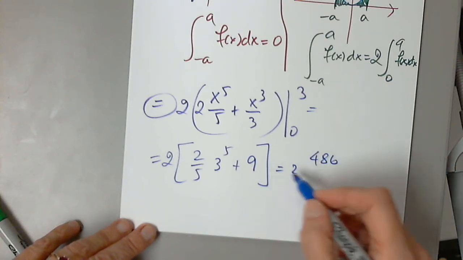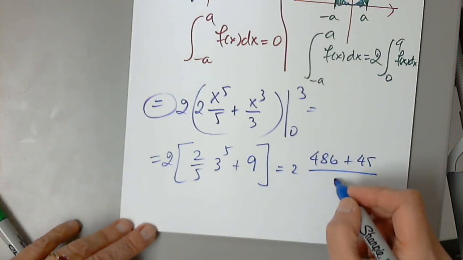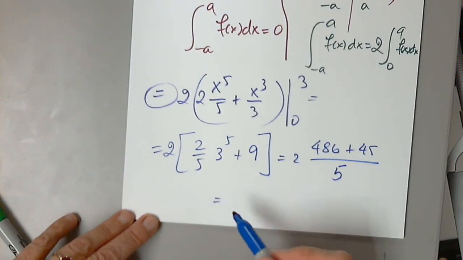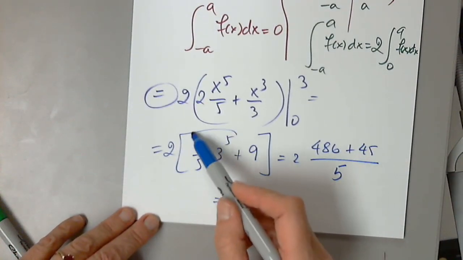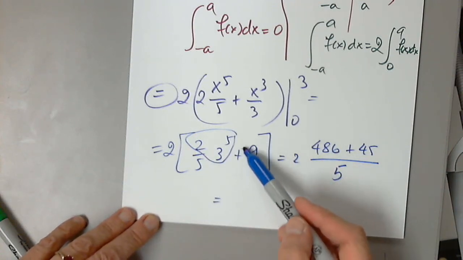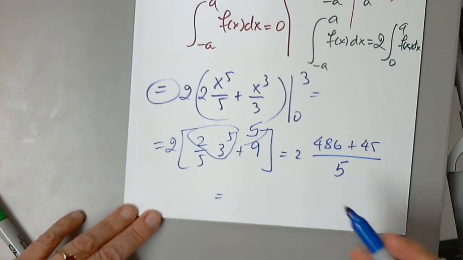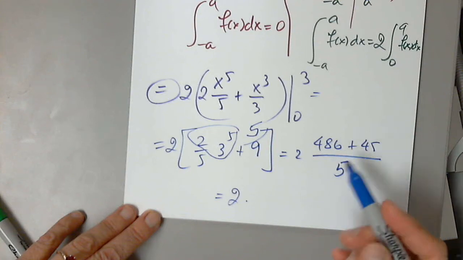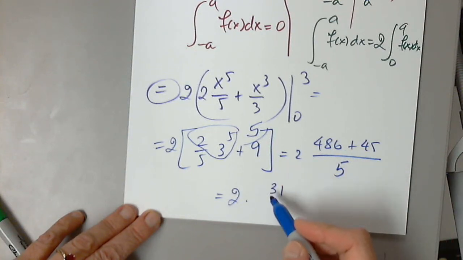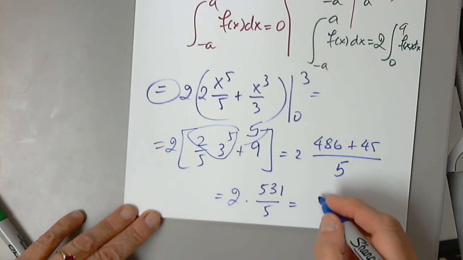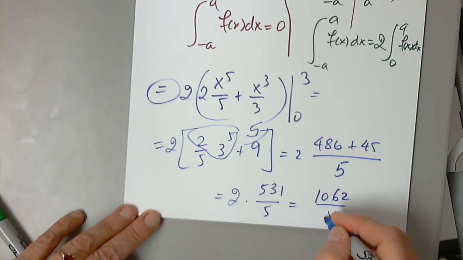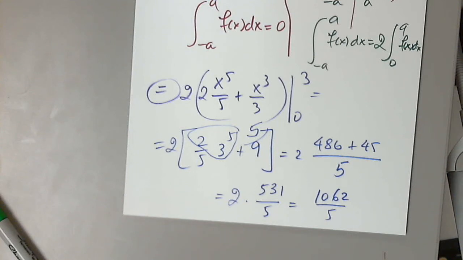Plus 45 over 5. Is that 2 over 5 times 3 to the 5th? No, I have to perform this and then find the least common denominator and multiply this by 5. So I only multiplied this by 2 and then found the least common denominator. So this is 2 times, I got 531 over 5. Correct me if I'm wrong. 1062 over 5. Any questions? Is this okay? Good. Anything else you would like to look at?